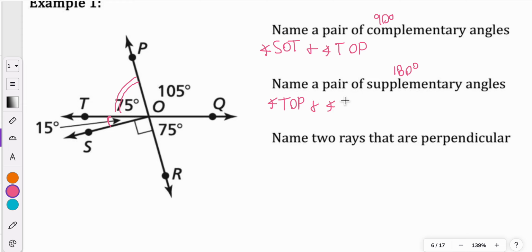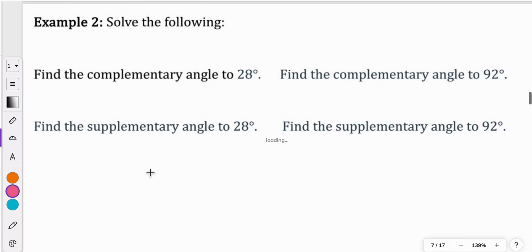and angle POQ could be a pair of supplementary angles. They have to be right next to one another. They're adding to be 180 degrees. And then two rays that are perpendicular. Remember, we're looking for that right angle. So I would say ray OS and ray OR are making that perpendicular angle. Go ahead and try these maybe on your own.